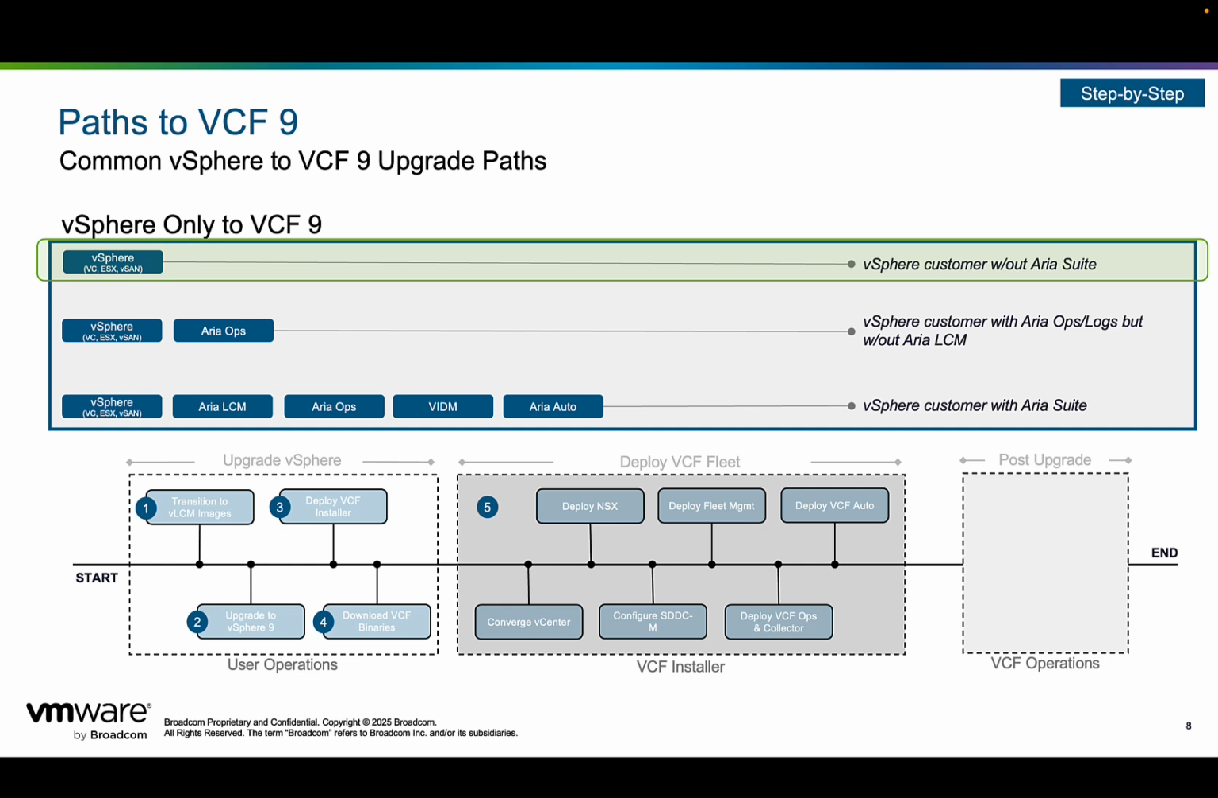The VCF installer provides a wizard-driven UI that will prompt for the required information necessary to perform the upgrade. Once the information has been provided, it does a validation to ensure that the environment is ready to be upgraded. When you begin the upgrade, it first starts by converging the existing vCenter server into the VCF management domain.